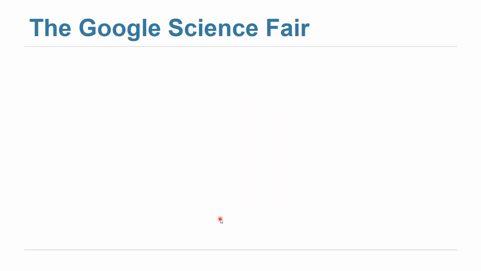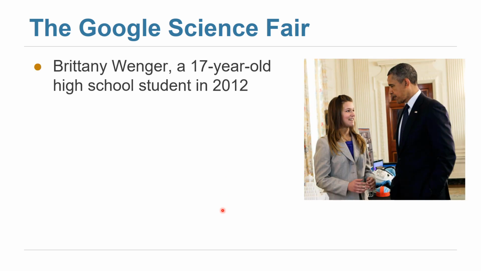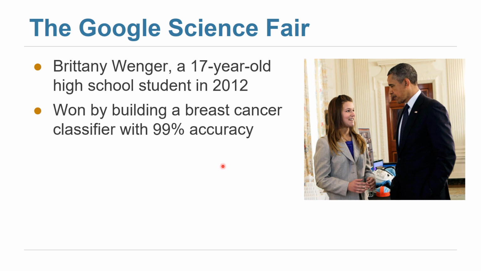And before we do that, we will talk about one more example of classification, which was done in the Google Science Fair in 2012. In 2012, a 17-year-old high school student won the best Google Science Fair model by building a breast cancer classifier with 99% accuracy. There was a competition for classifying benign cancer from malignant cancer from images.